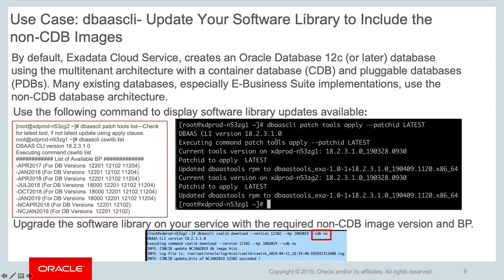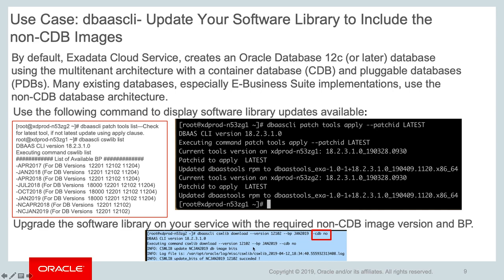And from there, you can use the Diva CLI patch tool, supplying a patch ID with the latest. So latest is going to upgrade your cloud tooling. And once you are done with your upgrade of the software library on your service, you can create the required non-CDB image version as well as the bundle patch update.